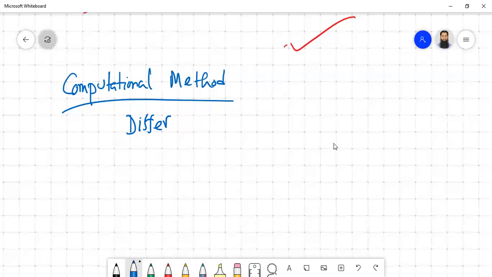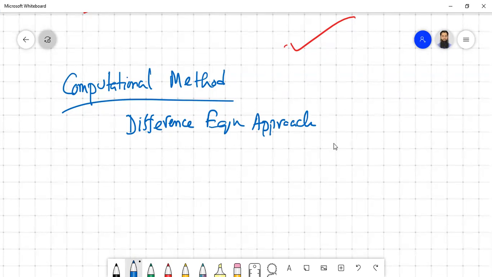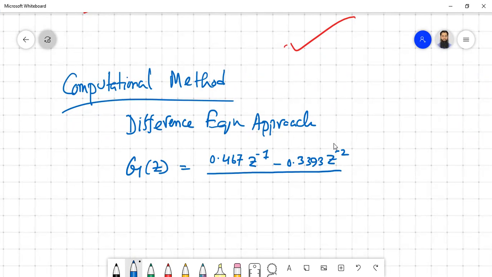Difference equation approach. If any particular function is given, say 0.467 z to the power minus 1 minus 0.3393 z to the power minus 2, and then in the denominator 1 minus 1.5327 z to the power minus 1 plus 0.6607 z to the power minus 2.